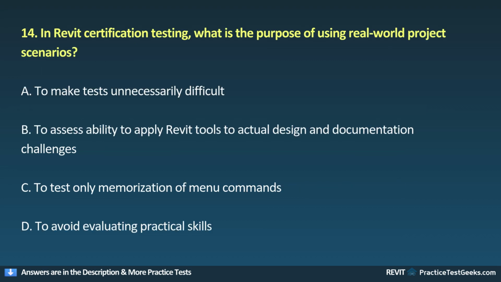14. In Revit certification testing, what is the purpose of using real-world project scenarios? A. To make tests unnecessarily difficult. B. To assess ability to apply Revit tools to actual design and documentation challenges. C. To test only memorization of menu commands. D. To avoid evaluating practical skills.